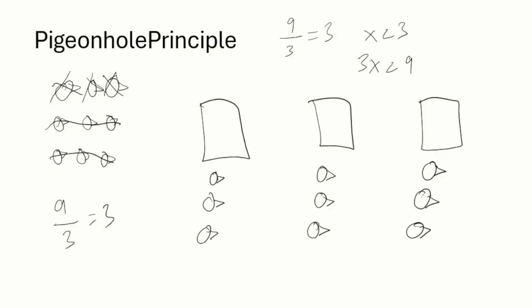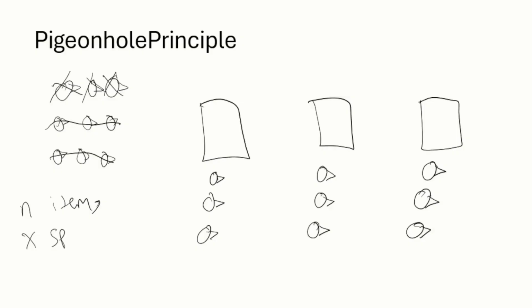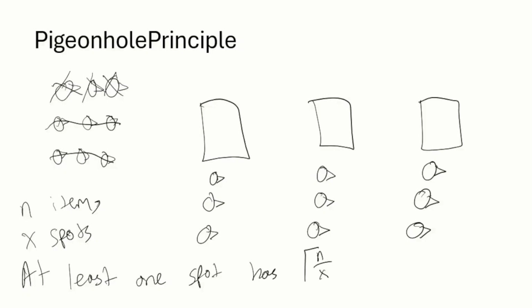But we know there are exactly 9 pigeons, so this can't happen. And this is a special case of the pigeonhole principle, which basically just goes to, so if I can erase this for a second. If we've got n items, and x spots to put them in, at least one spot has the ceiling of n over x pigeons.